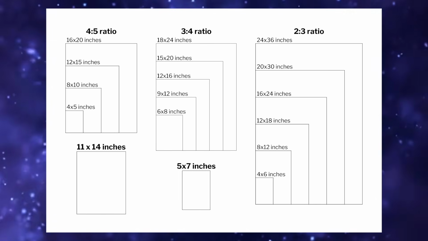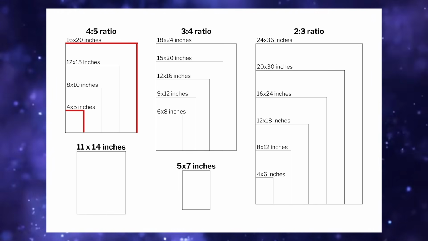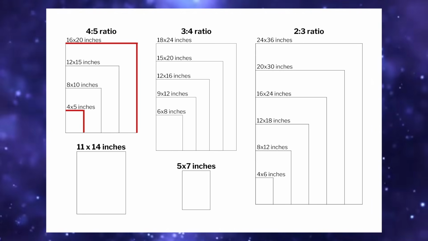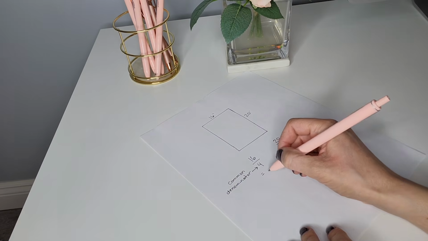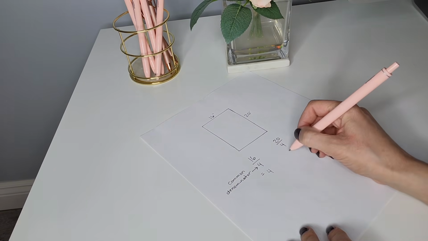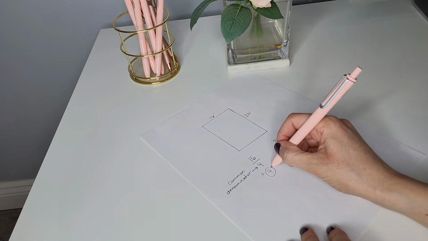You can see from this image that I've created, the width and length of each size under the 4:5 ratio, for example, are all in the same proportions. The best way I can explain this is mathematically. Each one of these has a common denominator. So 4 goes into 16 4 times, and 5 goes into 20 4 times. So that's a 4:5 ratio.